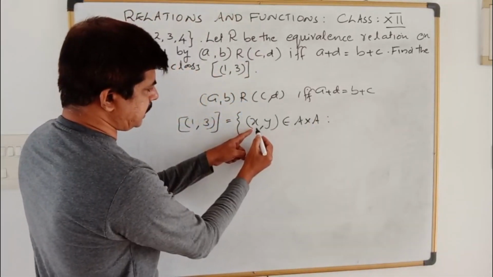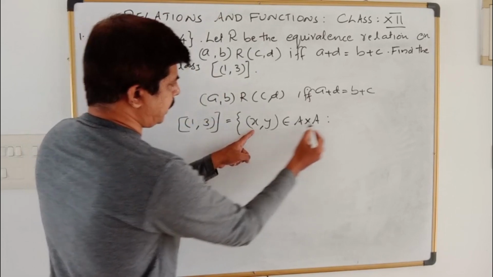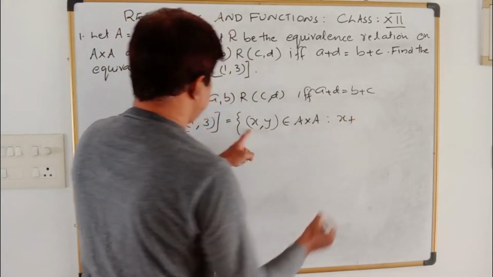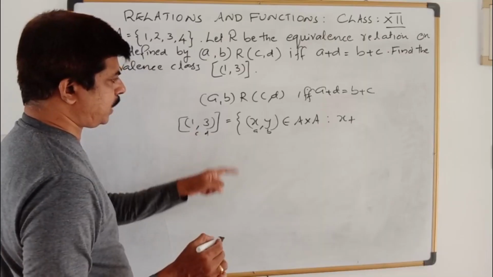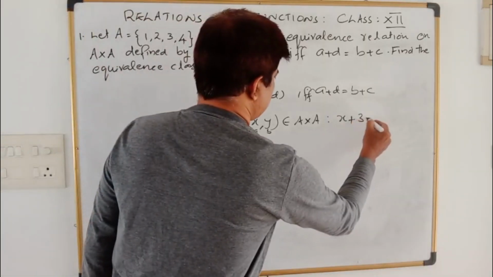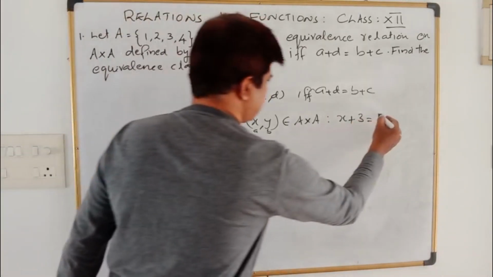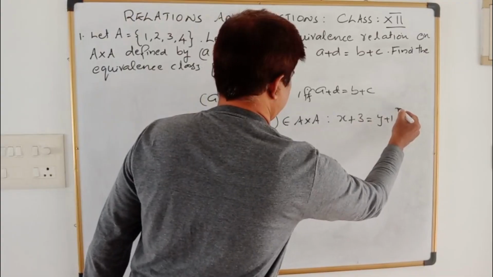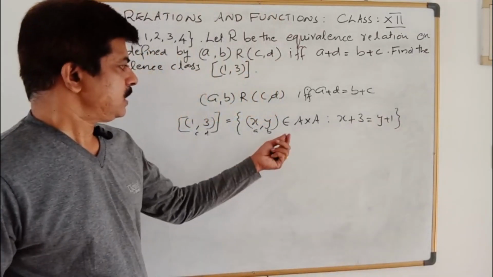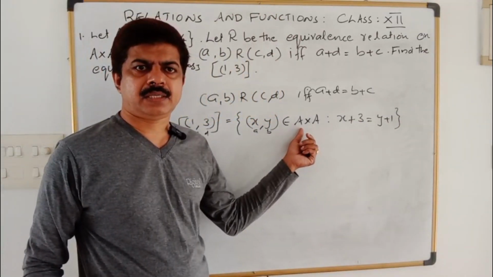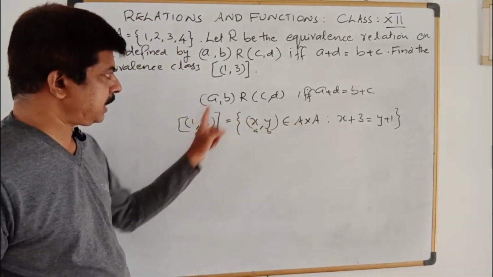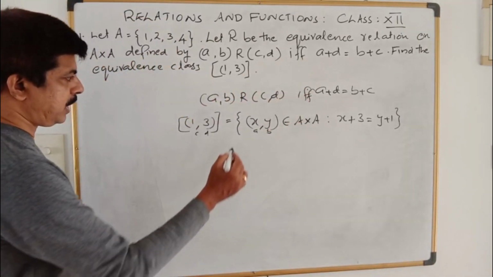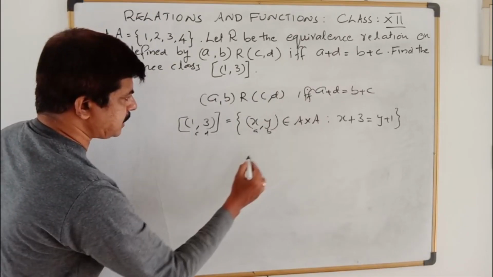Such that, let us consider this is a, this is b. So what will you write? x plus d. This is a, b, c, d. So x plus 3 is equal to y plus 1. Okay, we have to select all the ordered pairs from A cross A which are related to (1, 3) under this rule. So let us simplify this.